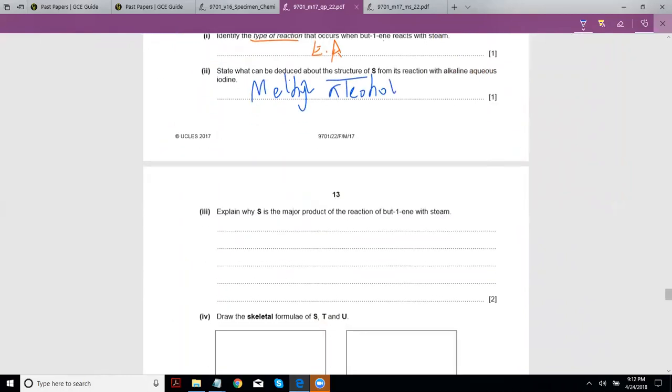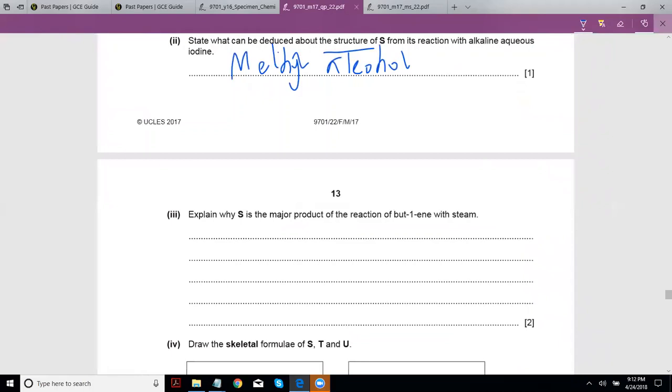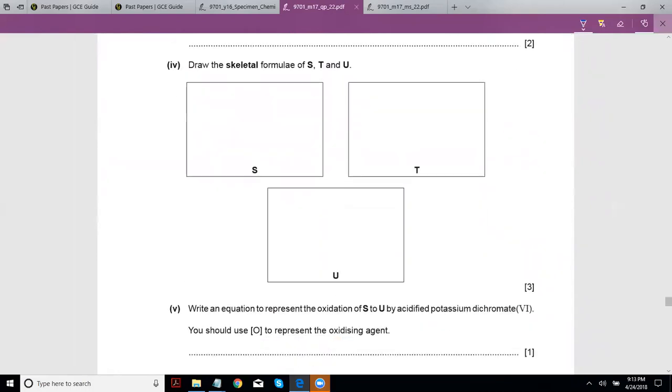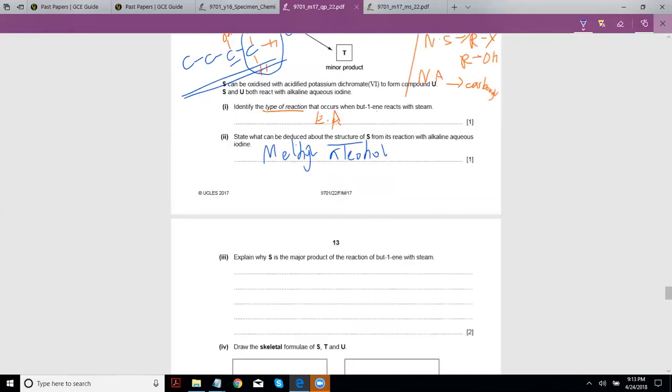Explain why S is the major product of the reaction of butene with steam. Okay, so here's what you're going to do. You're going to rewind this video, listen to all the rambling we did about why it's a major product, and just add it here. Next, draw the skeletal formula of S, T, U and V.